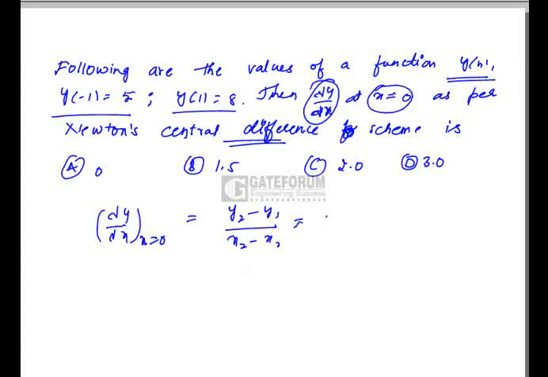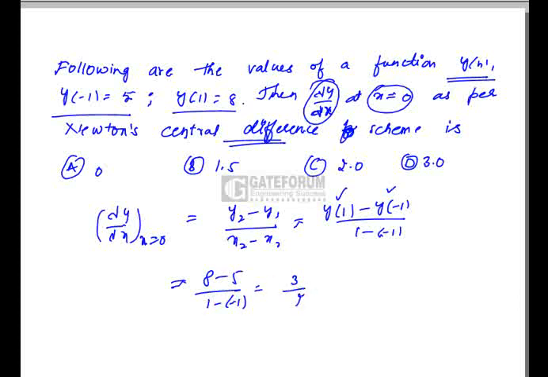which is nothing but y2 minus y1 by x2 minus x1, which is y of 1 minus y of minus 1 by 1 minus of minus 1. That is nothing but, substituting the values, 8 minus 5 by 1 minus of minus 1. That is nothing but 3 by 2, which is 1.5, option B.